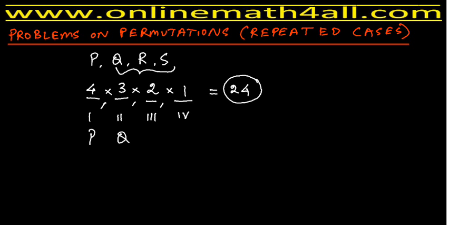Now let us consider another example in which the things are repeated. I am going to consider the same letters P, Q, R, S. This time also I am going to form a new word with the 4 letters P, Q, R, S. Again I am going to consider the 4 blanks, blank 1, blank 2, blank 3, blank 4.